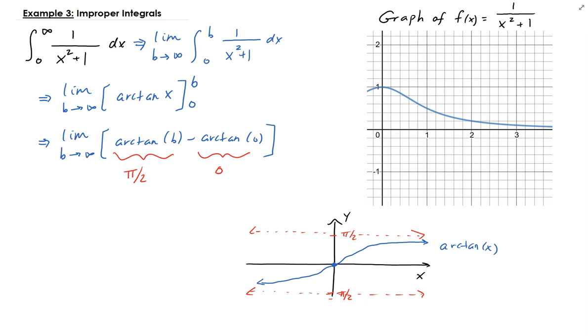Therefore, we have a result. This limit is approaching pi over 2. Therefore, the integral from 0 to infinity of 1 over x squared plus 1 is converging to pi over 2.